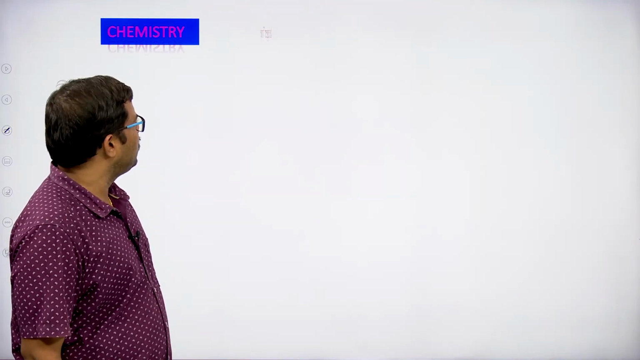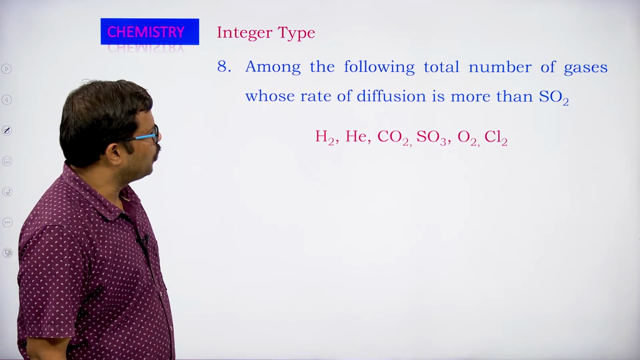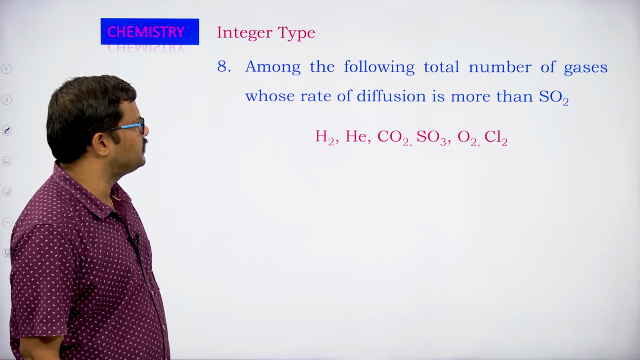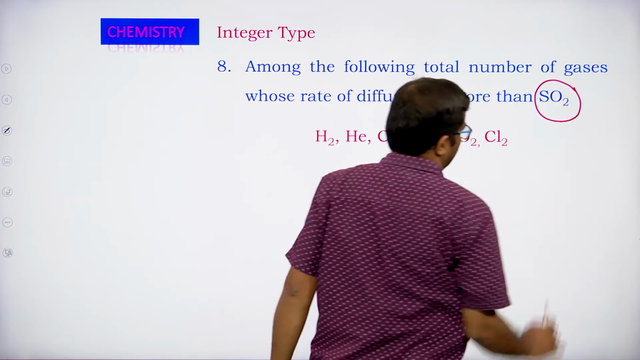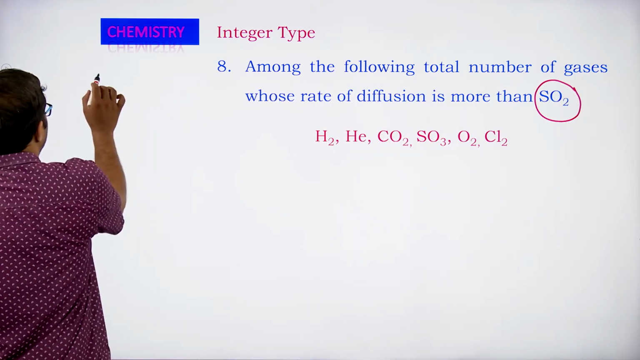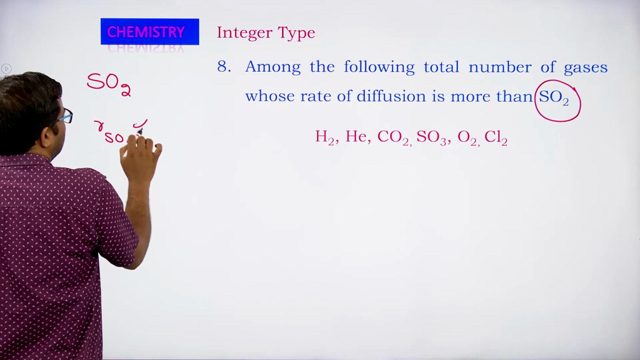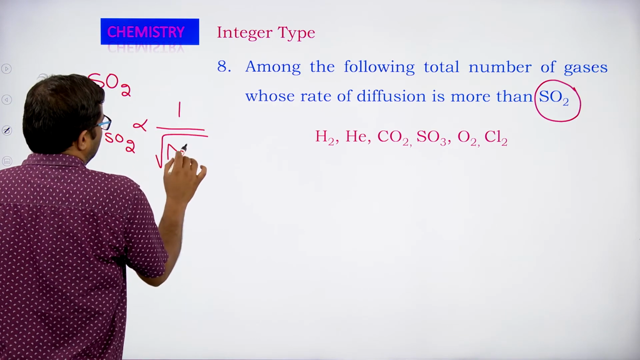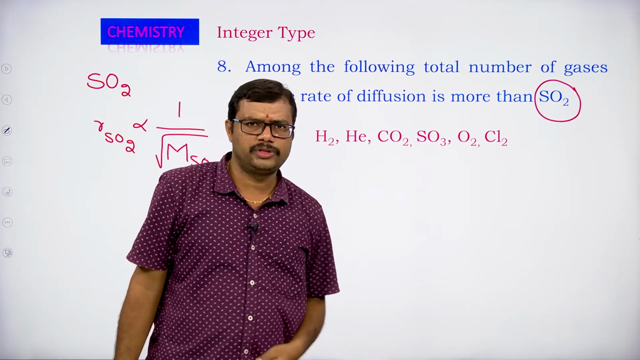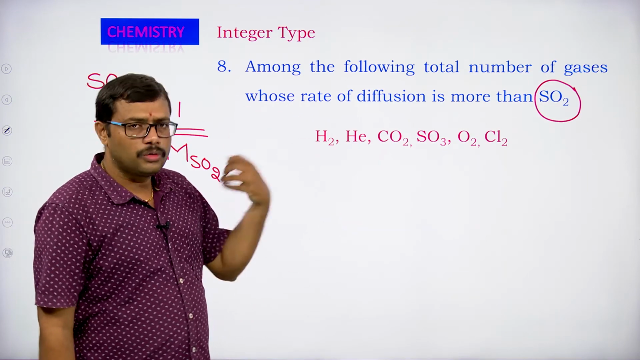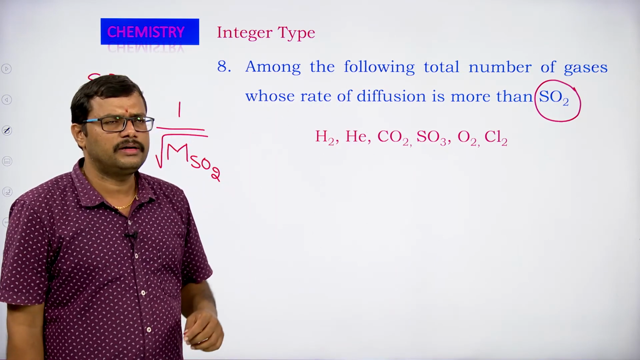Let us look at some of the integer type questions. Among the following, find the total number of gases whose rate of diffusion is more than sulfur dioxide. So they have given the reference as sulfur dioxide. We know that the rate of diffusion of sulfur dioxide depends upon its molecular mass. So we have to calculate the molecular mass of sulfur dioxide. Also calculate the molecular mass of all the gases that are given as the options and compare them. And from that you have to choose those gases which diffuse very fast when compared with sulfur dioxide.